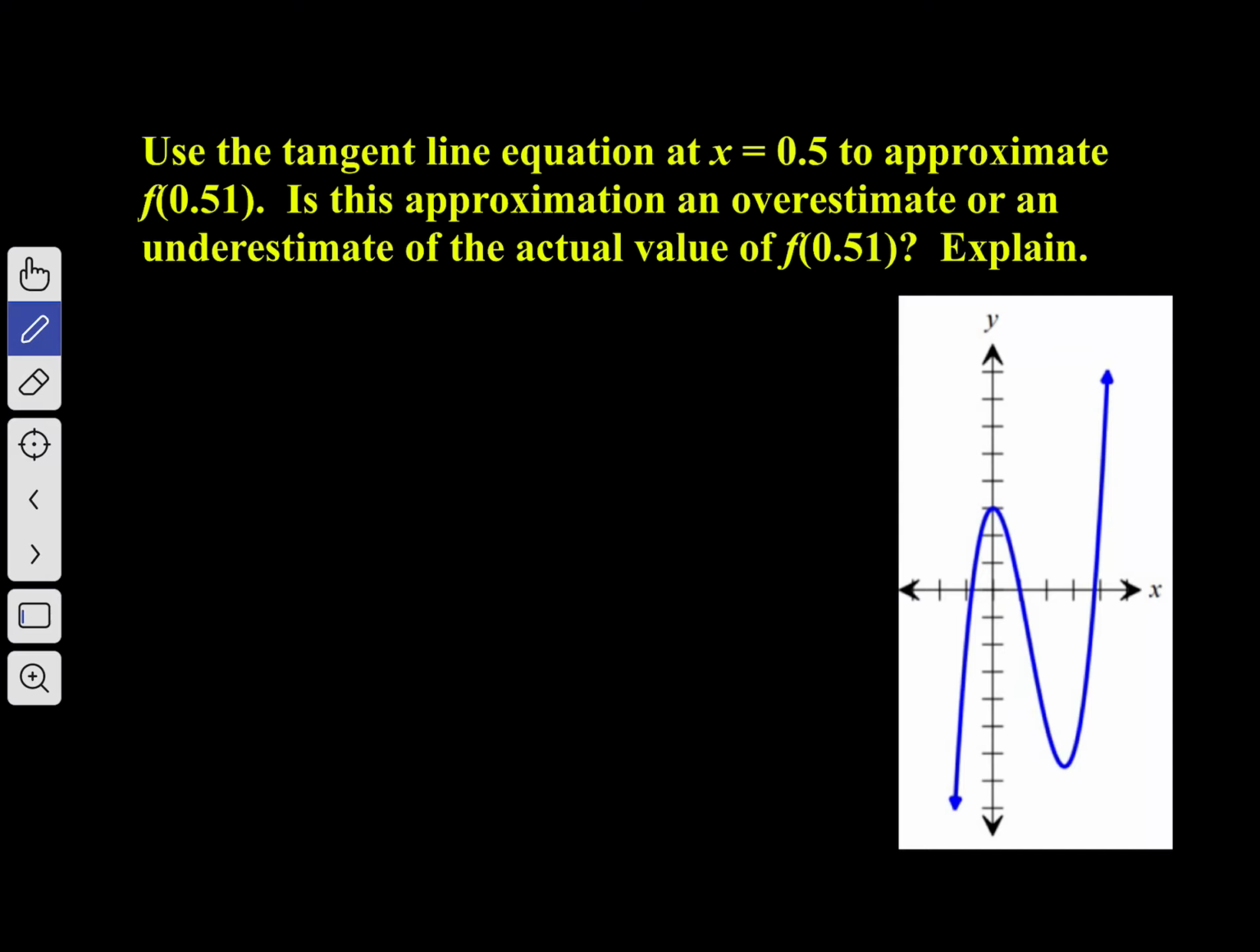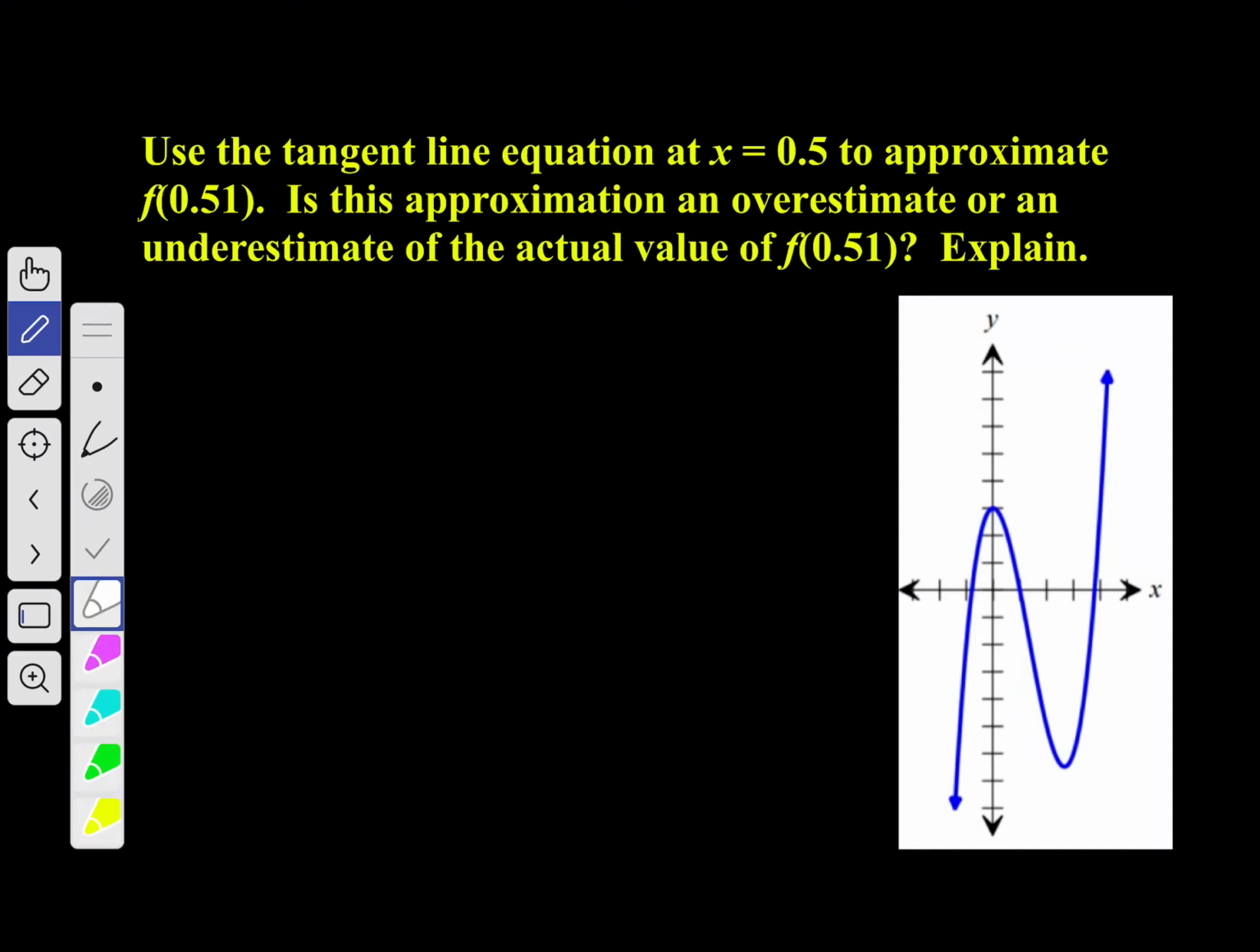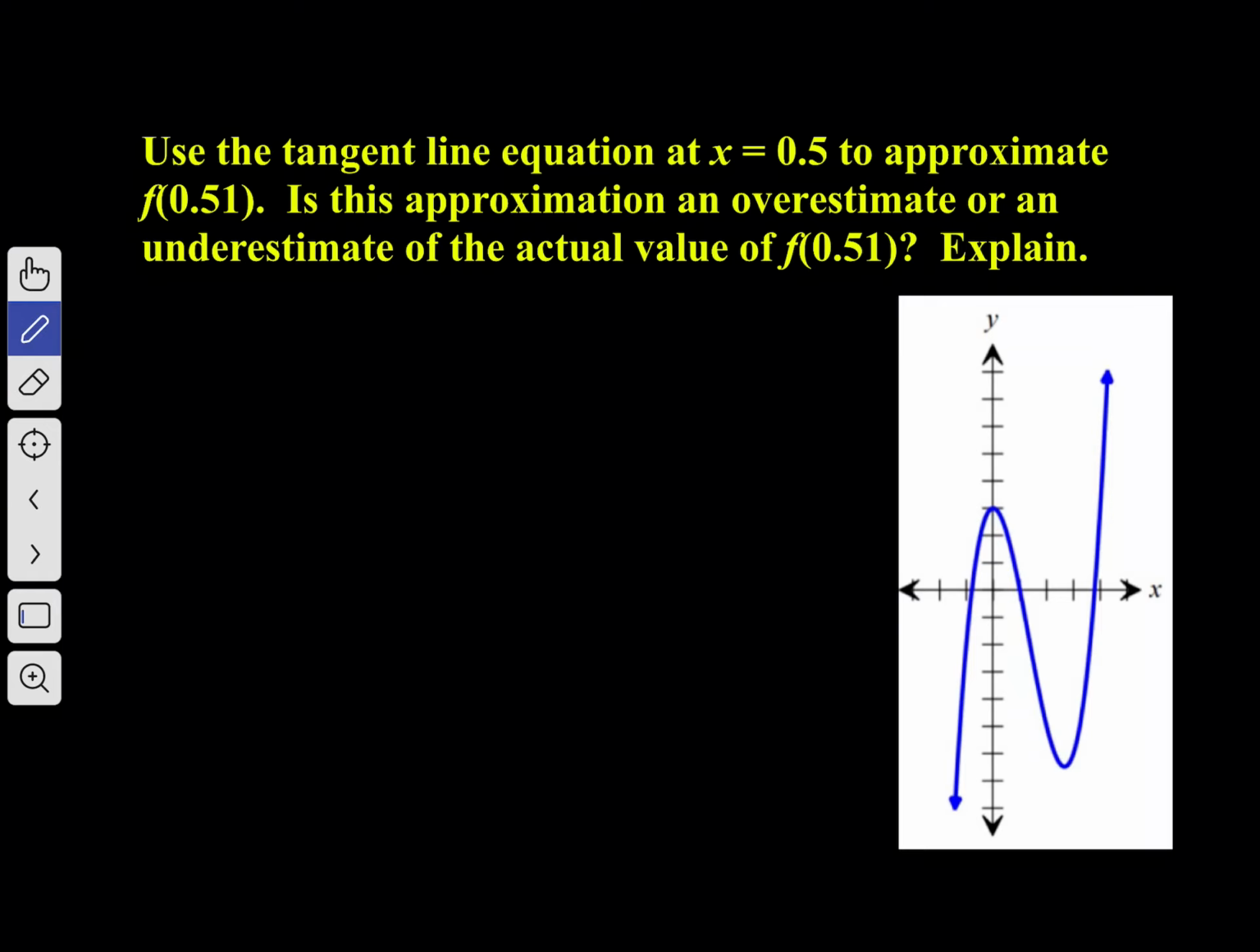Okay, so let's use the tangent line at 0.5 to approximate f of 0.51. Let's see, I'm going to try to draw in at 0.5. So 0.5 is right in here. My tangent line is going to intersect my graph somewhere like this. Remember, it only touches once. Do you see how my tangent line is above the curve?